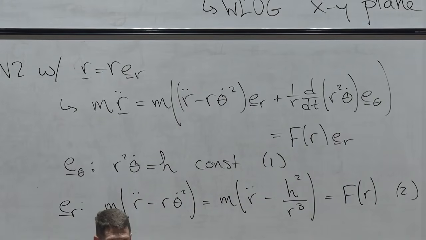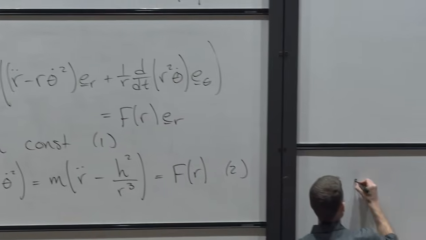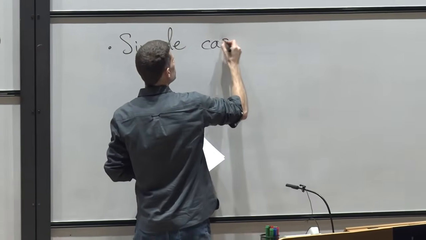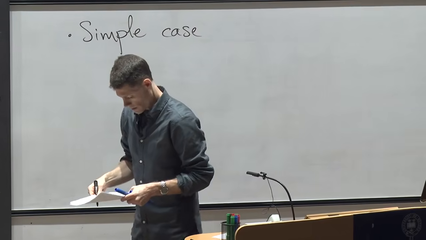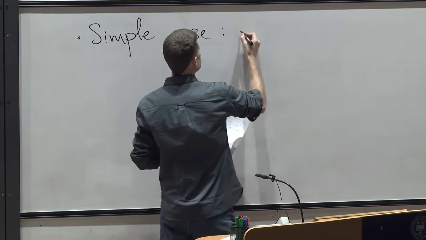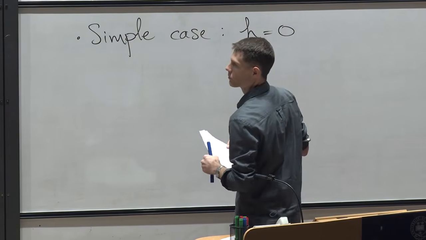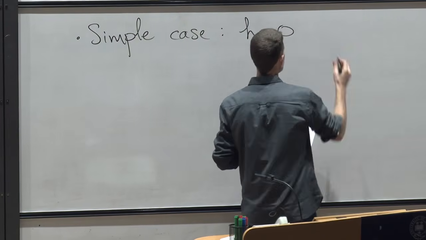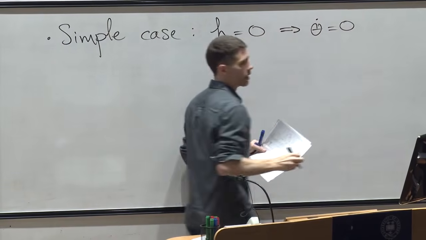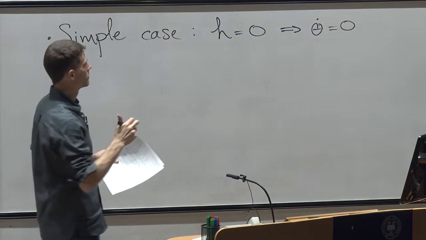Before we get to a trick, let's take the simplest case. The simple case is where theta dot is 0. So if h is 0, and when does the simple case hold? The simple case holds if theta dot is 0 at t equals 0.